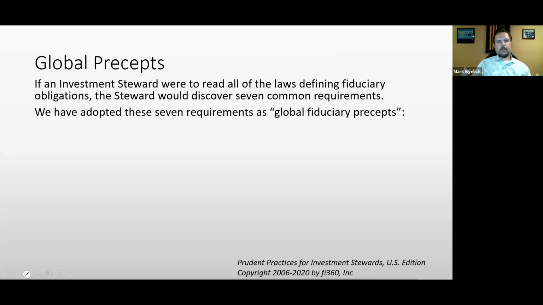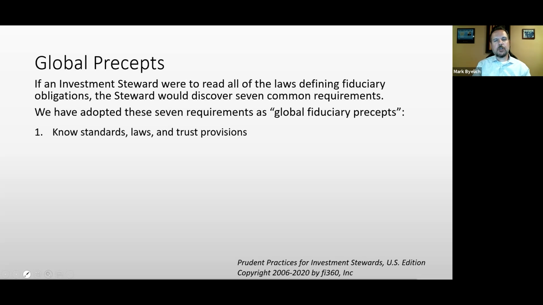So I talked to you before about these global precepts. And this reads, if an investment steward were to read all the laws defining fiduciary obligations, the steward would discover 7 common requirements. We've adopted these 7 requirements as global fiduciary precepts. So what are these? It's very simple, and it's really great common sense. The first is know the standards, laws, and trust provisions.